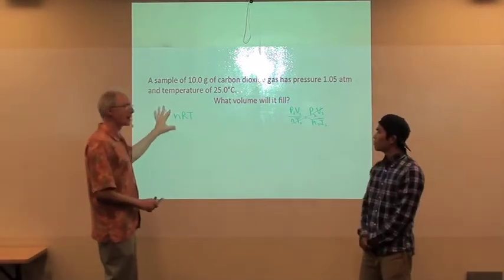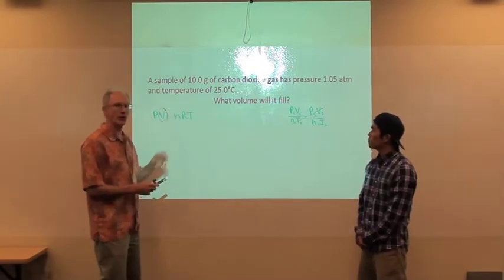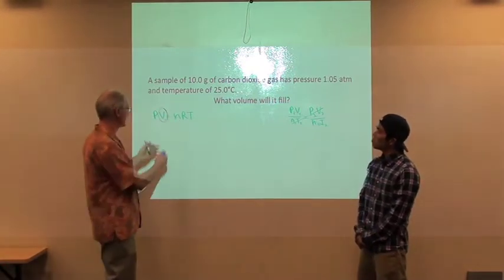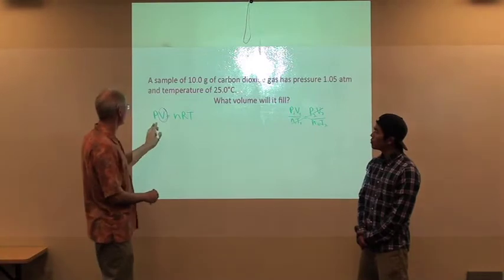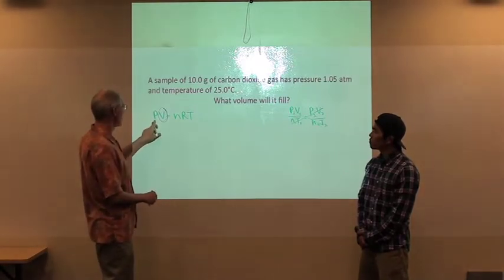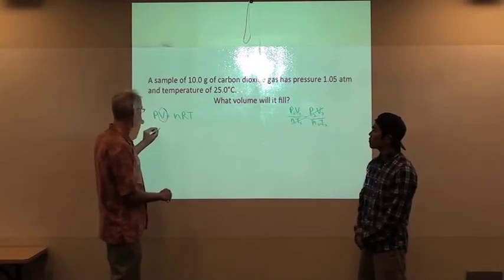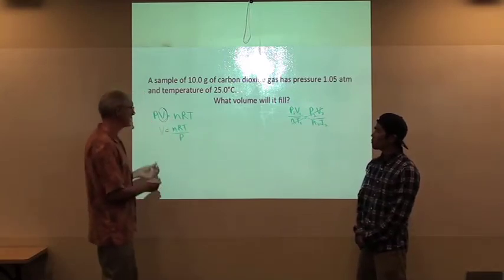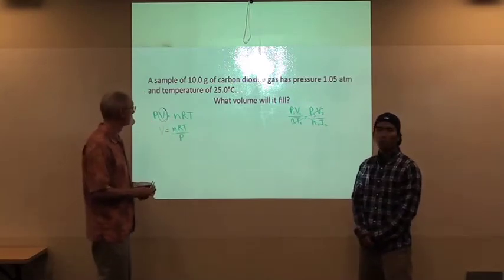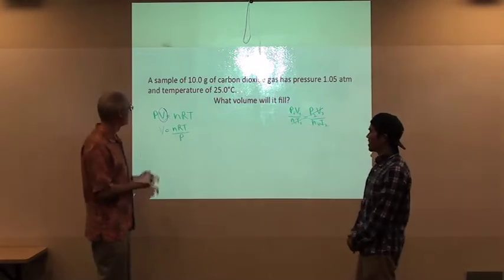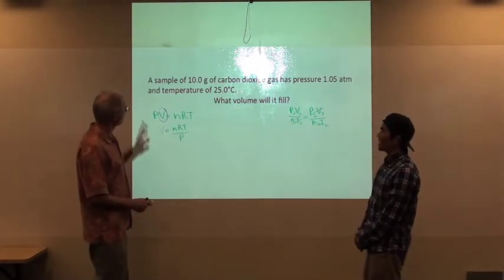And I like to solve the algebra before I put any numbers in, because it's easier to move around symbols. So if I want to isolate the volume, all I do is divide both sides by P, and I end up with V equals nRT over P. Ooh, algebra. Yeah, lickety-split.